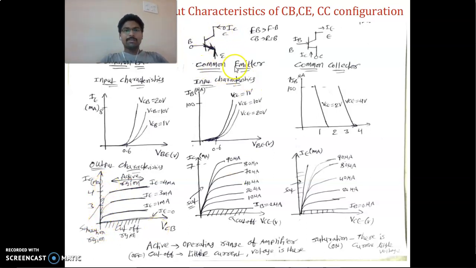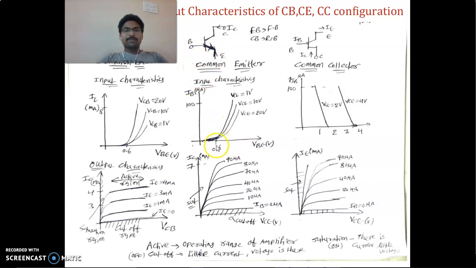Now we will see the common emitter configuration. Common emitter means the emitter terminal is common to both input and output. Here observe this circuit. The emitter-base junction should be connected in forward bias and the collector-base junction is connected in reverse bias. Now we have to draw the input characteristics for common emitter. Input characteristics are drawn between the input voltage and input current. Here the input current is IB and the input voltage is VBE, between emitter and base.